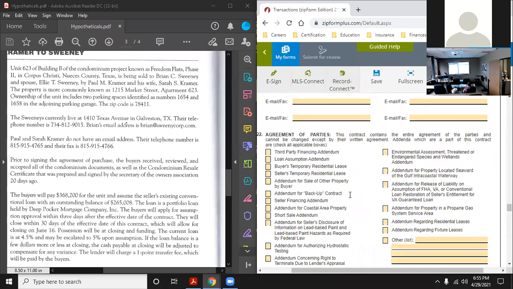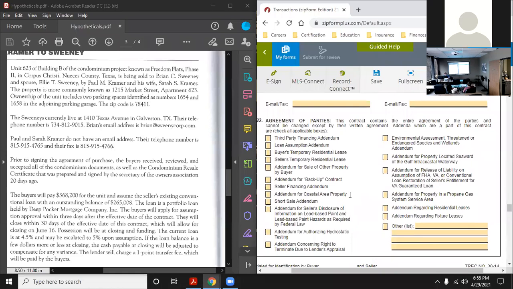And then here, again, we have all of these addendums that we've read through that have to be used. So there is a loan assumption, so you're going to do a loan assumption addendum. This is a backup contract, not the actual. They already have a contract underway, so this is a backup contract. You are doing the coastal area property, because this is on the coast, located seaward of the Gulf Intercoastal Waterway. Again, it's on the coast, so you need that.